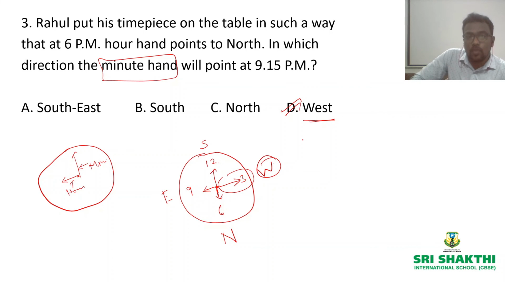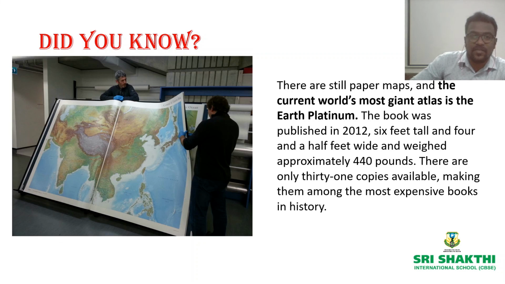So I hope you have got clarity on the topic of directions based on angles. With this, we can get into an amazing fact that enhances your knowledge. You may have used a small atlas book in your school life from grade 6 to grade 10, and the one you are seeing over here is the largest atlas, which is made of paper, and we call this atlas Earth Platinum, and this is the biggest atlas that we have in the world.